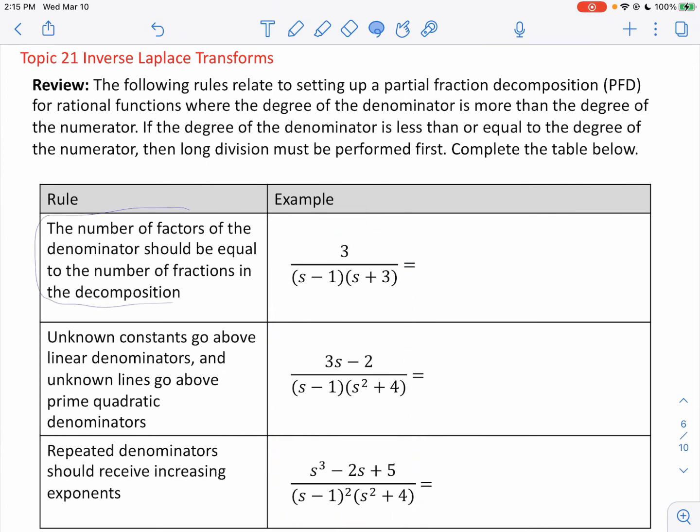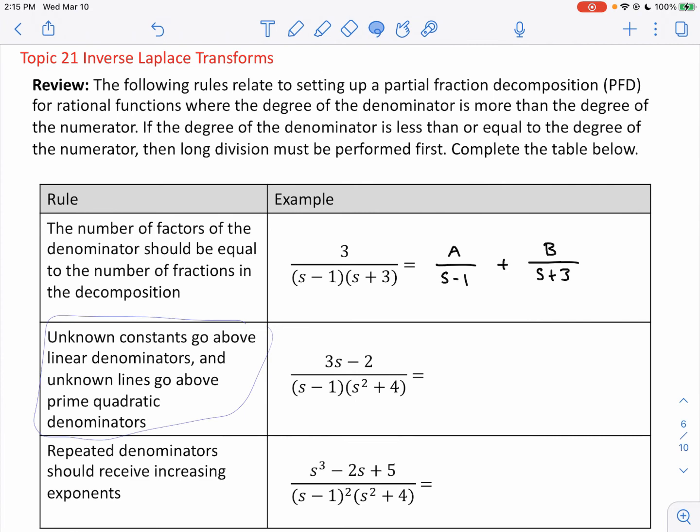And that's what you have to make sure is true before you set up a partial fraction decomposition. Okay, the first rule is that the number of factors of the denominator should equal the number of fractions in the decomposition. So the number of factors in the denominator is 2. There's 2 factors here, so that tells me we should have 2 fractions in our decomposition. And you split the 2 factors up as separate denominators of the 2 fractions, so s minus 1 and s plus 3. And then an unknown constant will go above each of these.